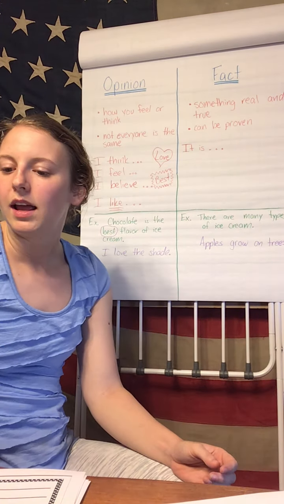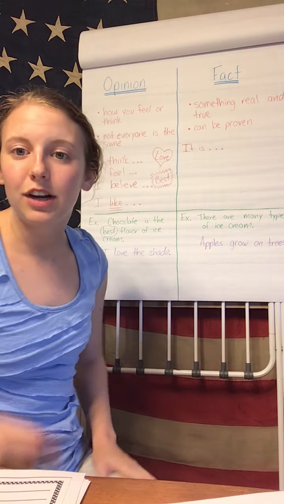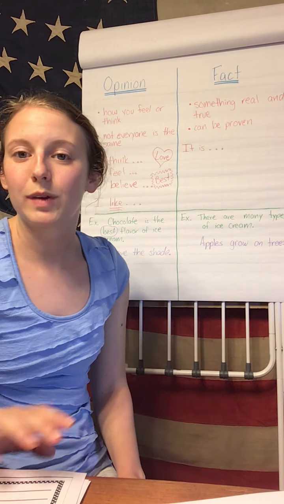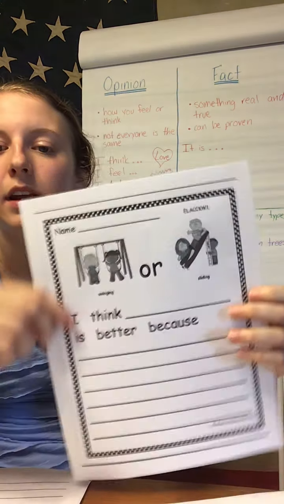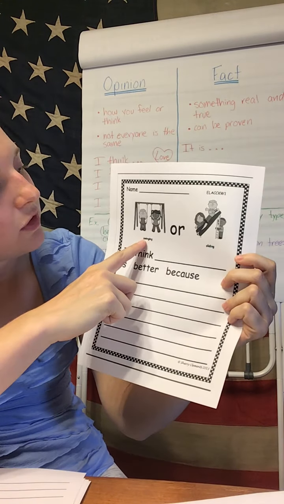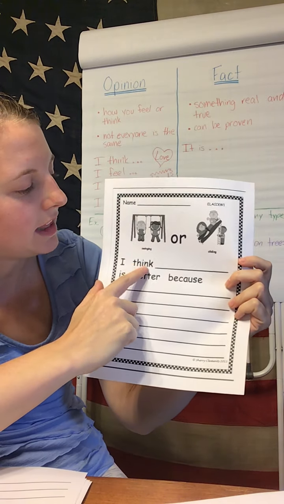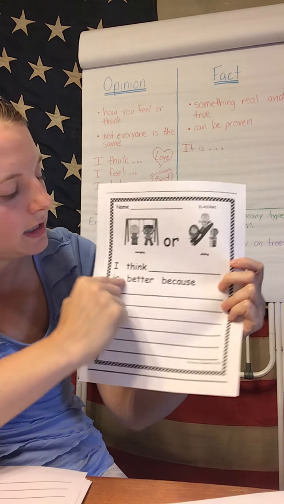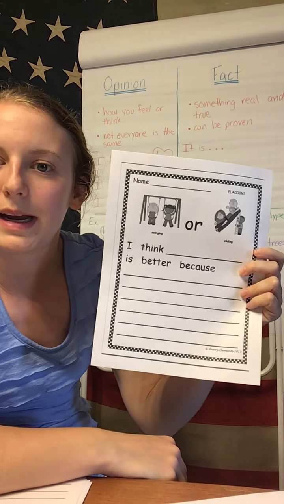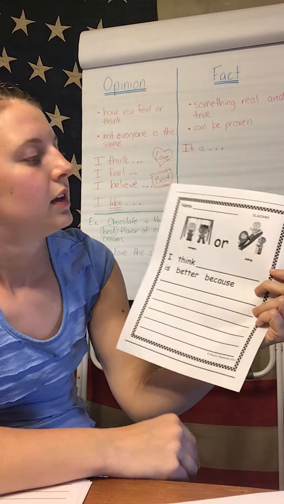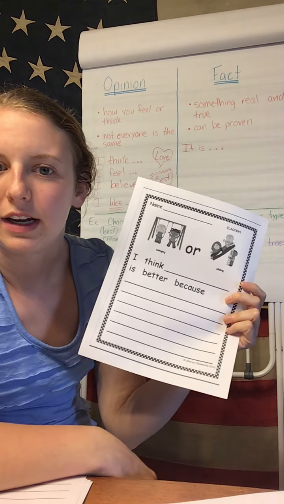Something to explain it. If you want to practice giving your opinion and your reason in your writing, if you have it printed out, you have a sheet that says swinging or sliding. So you're going to fill it in. I think swinging is better because, and then you're going to tell me why you think swinging is better. Or maybe you think sliding is better, and you're going to tell me why.